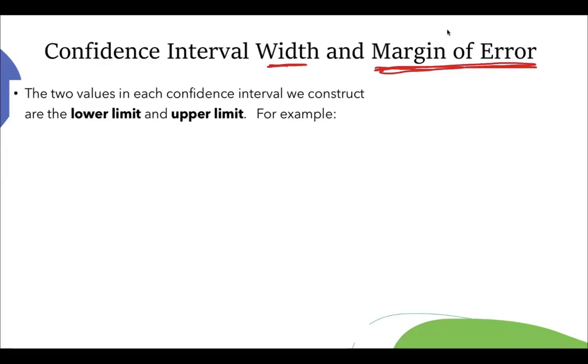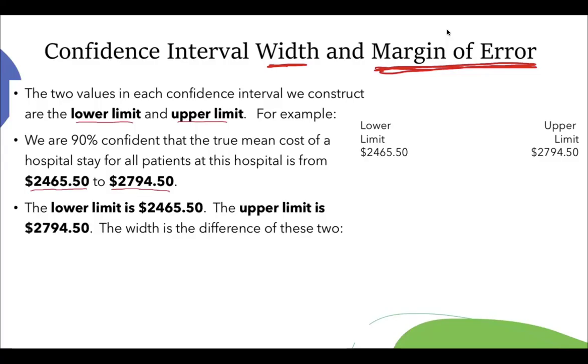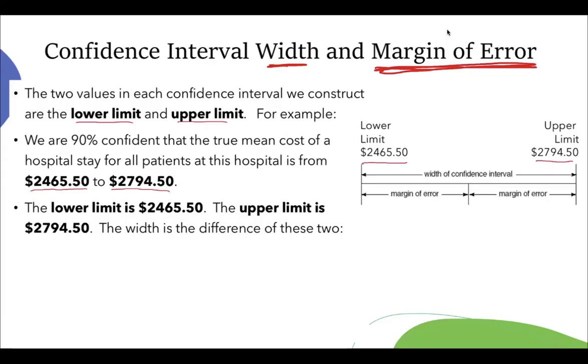So the two values that we construct when we build the confidence interval are the lower limit and the upper limit. So in this example that we just finished, 2465.50 is the lower limit and 2794.50 is the upper limit. So I'm going to make a picture here for the lower and upper, and the difference between the lower and the upper is called the width. So if we take the upper and subtract the lower, 2794.50 minus 2465.50, we get the width of this confidence interval.